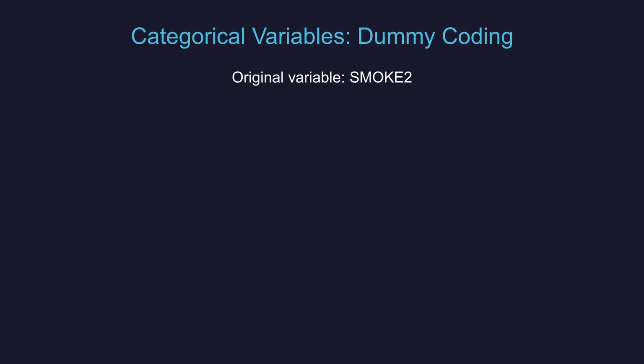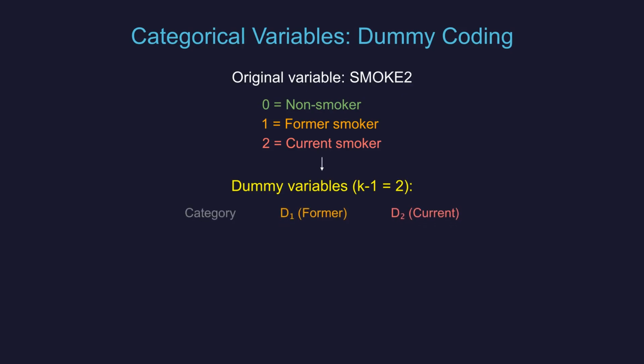What about categorical variables? We can include them using dummy variables. For example, Smoke 2 has 3 levels: non-smoker, former smoker, and current smoker. For k categories, we create k-1 dummy variables, each coded as 0 or 1. Non-smoker is the reference category, coded 0 0. Former smoker gets a 1 for D1, and current smoker gets a 1 for D2.